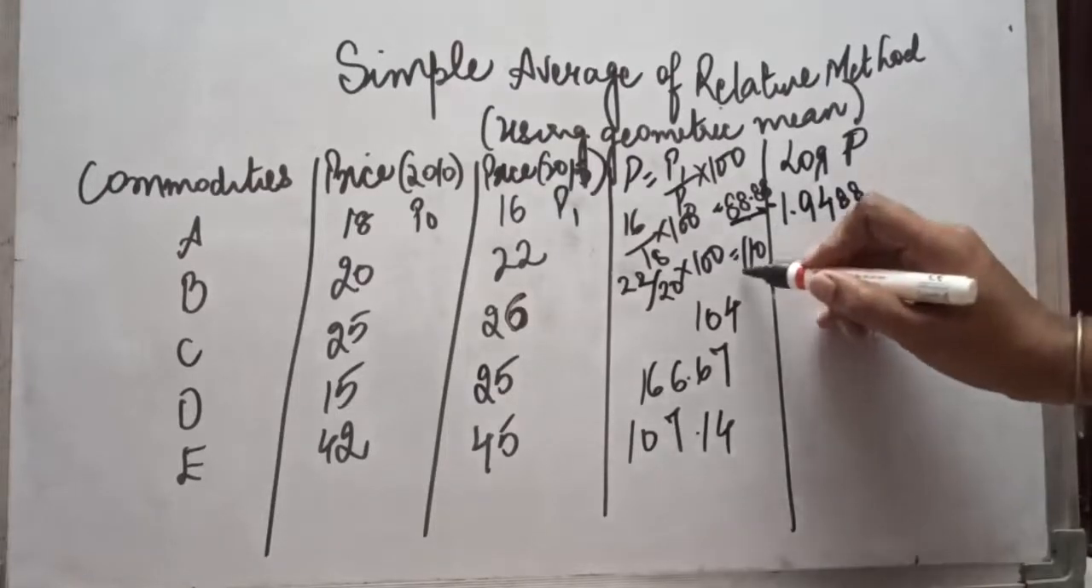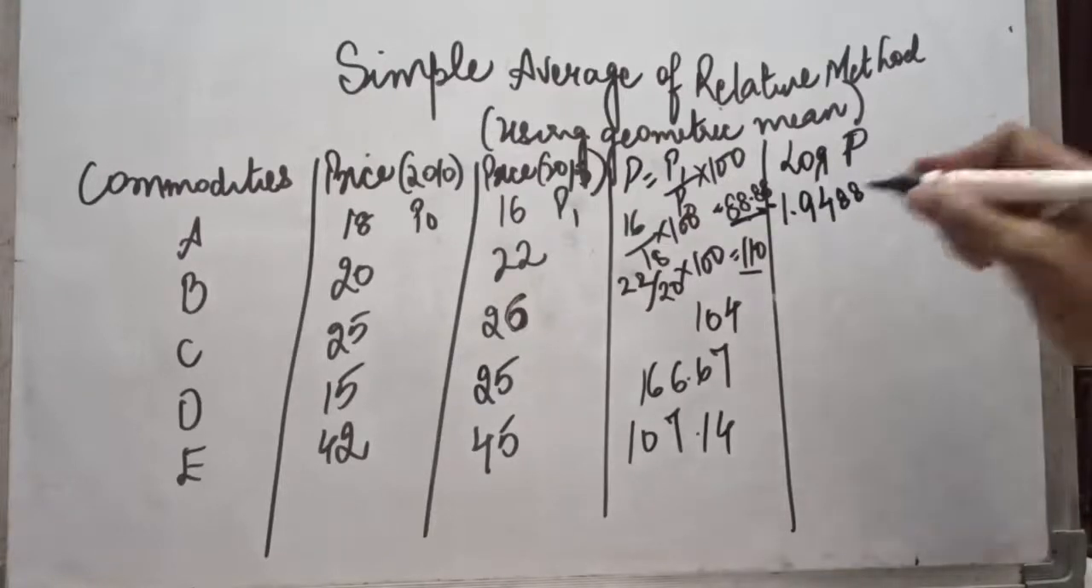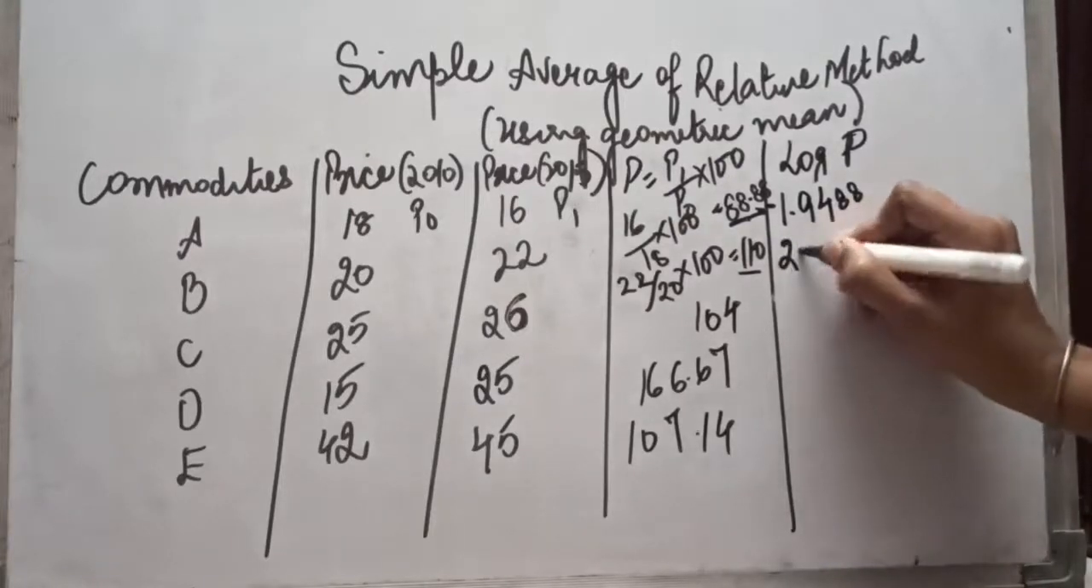If I have to see next value, this is 110. First of all, I will count the digits before point. In this, there is no point. So I will be counting all the digits. I have 3 digits. I will deduct 1. So 3 minus 1 is 2. So I will be writing 2 point.